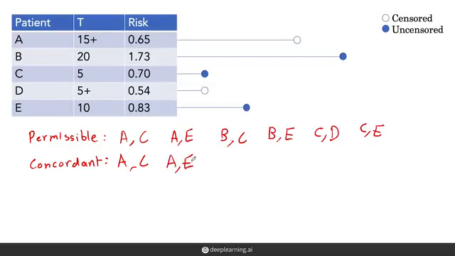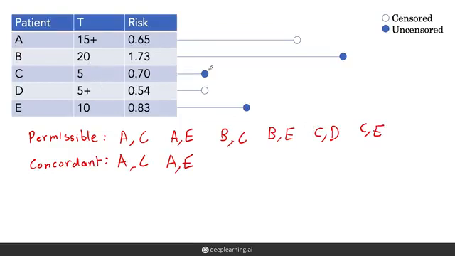Now let's look at BC. For BC, we have both of them as events and the higher risk assigned to B, but B has the longer survival time, so this is not a concordant pair. Finally, let's look at BE. In BE, we have the higher risk assigned to B, but that's the longer survival time, so that is also not a concordant pair. Let's look at CD now.